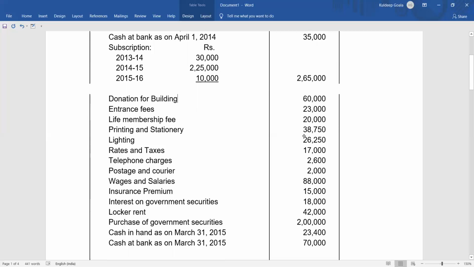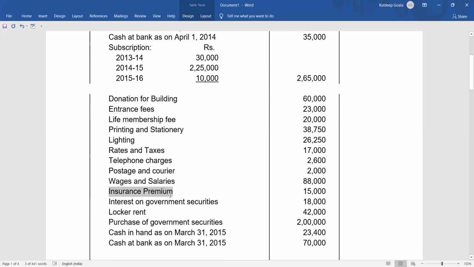So those things will be coming as a payment. So printing and stationery of 38,750 will go in the payment side. Lighting, it is a cost for lighting the organization, so it is also a payment. Then rent and taxes, it is obviously a payment. Then telephone charges, payment. Postage and courier, it is also coming under payment. Then wages and salaries, it is also a payment.